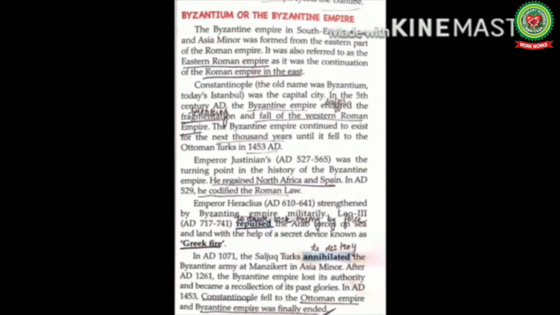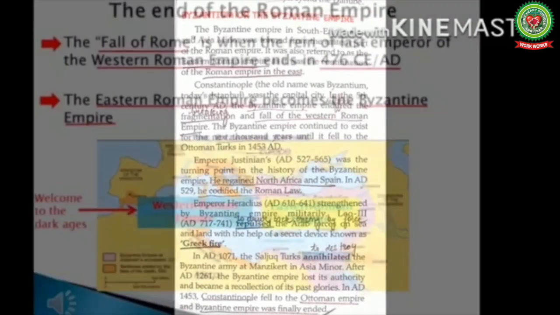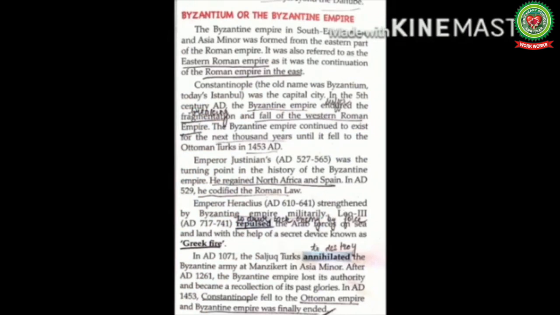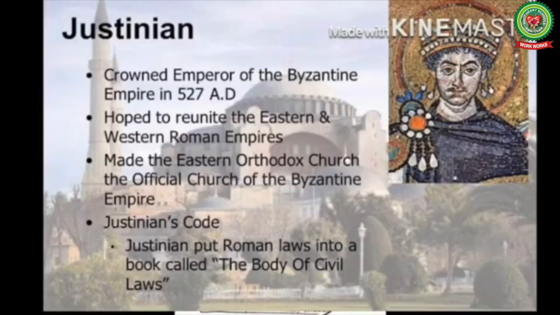In the 5th century AD, Byzantine Empire endured the fragmentation, and the fall of the Western Roman Empire suffered fragmentation, breakings. The Byzantine Empire continued to exist for the next 1,000 years until it fell to the Ottoman Turks in 1453 AD. Emperor Justinian's ruling period 527 to 565 was a turning point in the history of Byzantine Empire.